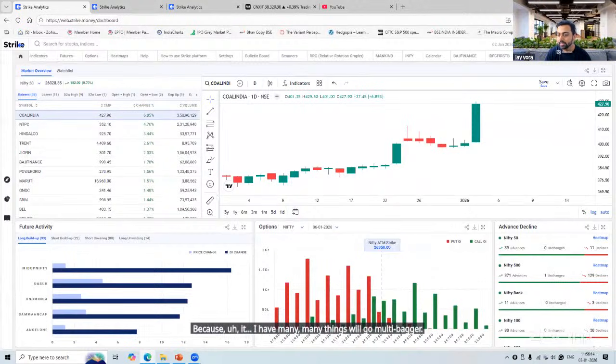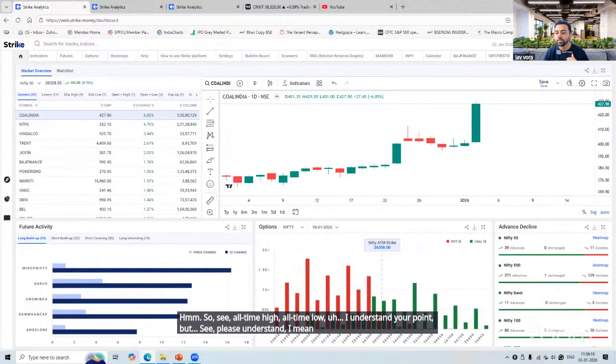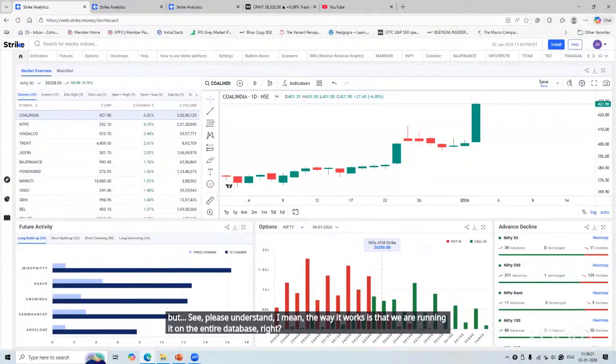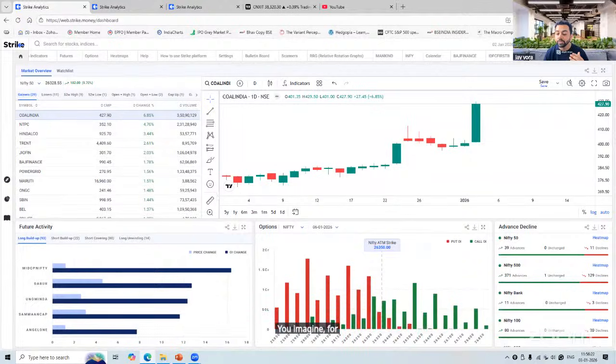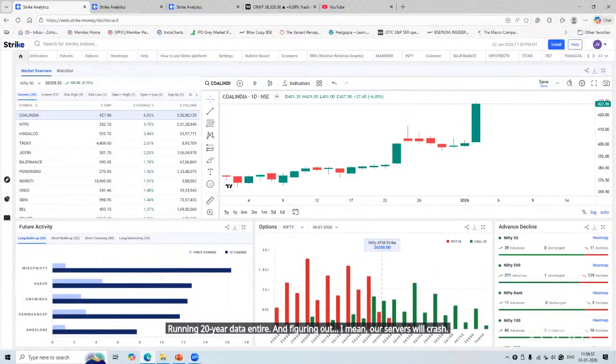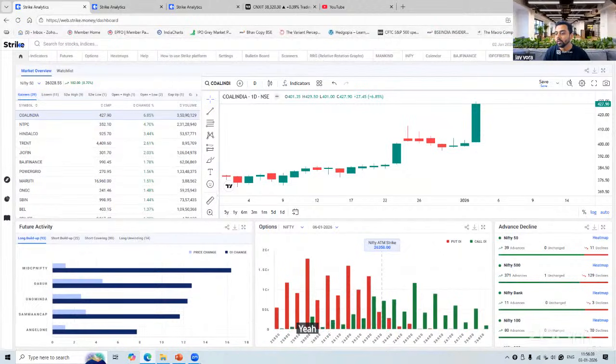Please understand, the way it works is that we are running it on the entire database. You imagine for 3,000 stocks, running 20-year data entire, and figuring out. Our servers will crash. Yeah, I know. It's already with 40 MBs and we get low response from the site.